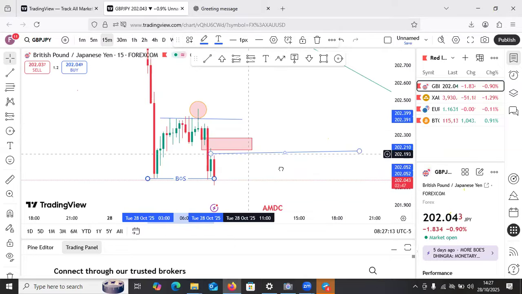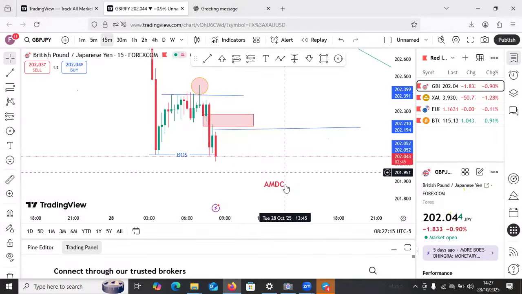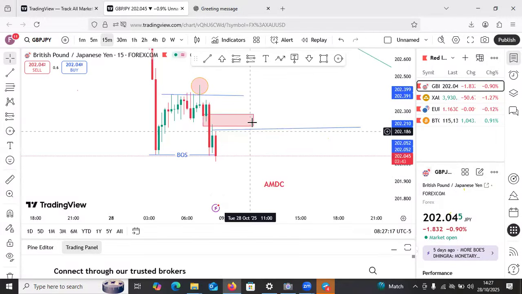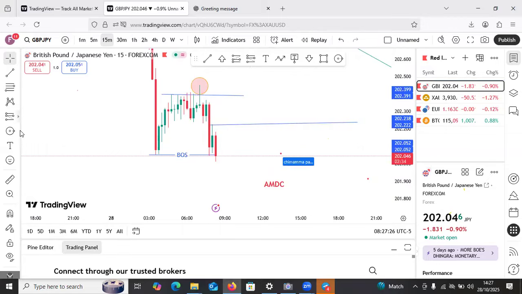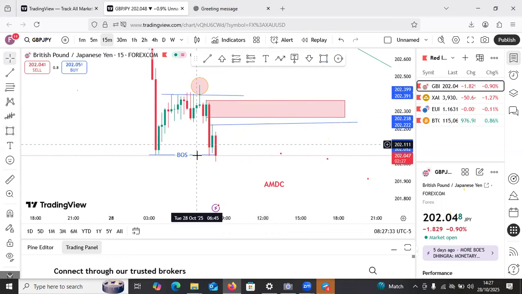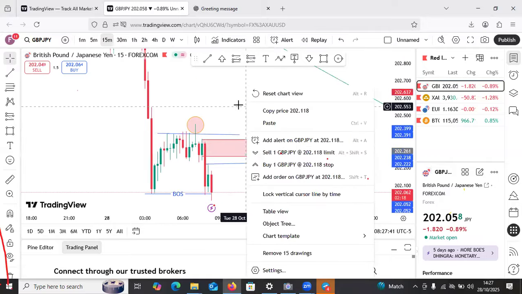Now we are waiting for continuation, which is C. Price will come back and give us a pullback, and here will be our liquidity zone, and here will be our order block. So if the market breaks up on this structure, we wait for the market to make a draw to this. Just wait for this kind of thing.